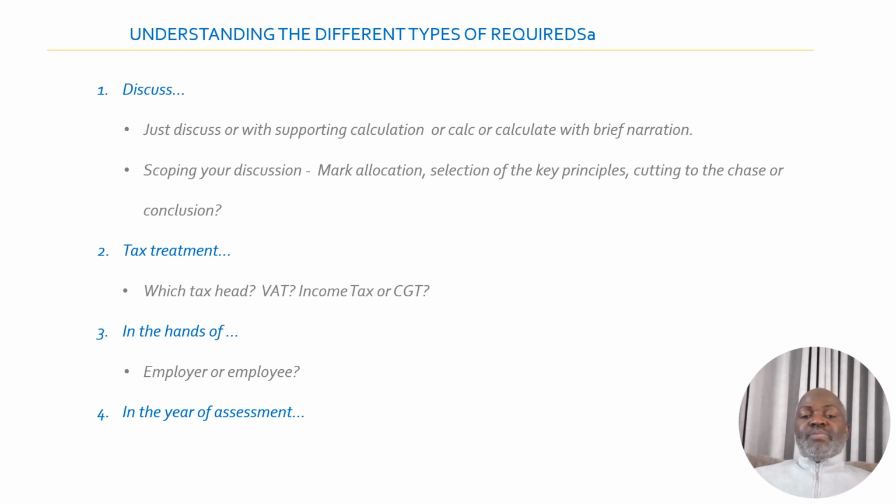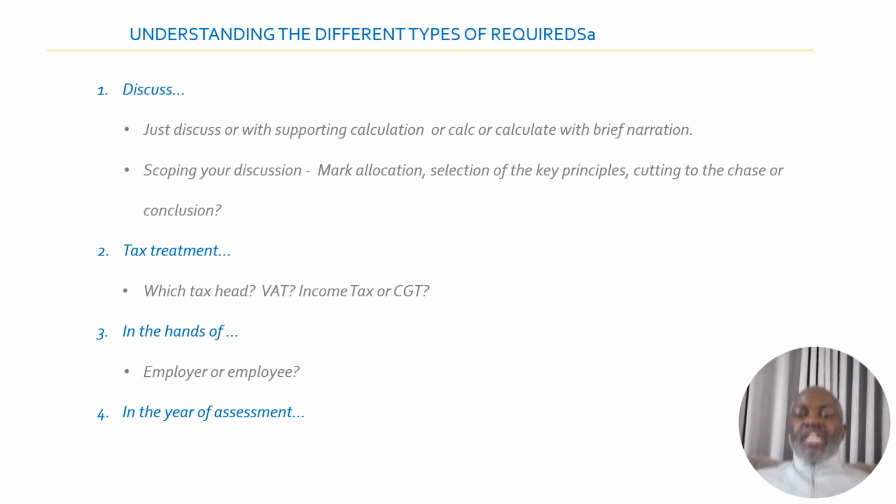In the year of assessment, this again will change the scope of your solution. In the one transaction, you can just be told to discuss the tax treatment of share options, and these share options are over maybe 3 years or 4 years in terms of the vesting period. In that case, you are not being restricted to a particular year of assessment. And in the end, you are dealing with it at 3 stages: at grant, at vesting, and at exercise.